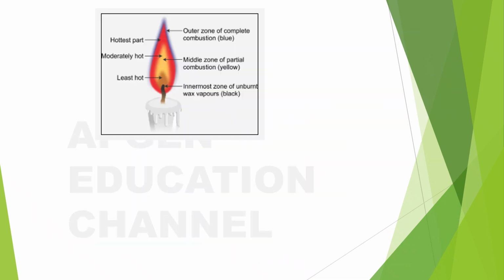So now let us learn about the structure of the flame, right? This outer part is called the hottest part. The outer zone of complete combustion will be blue in color. The inner part is moderately hot. This is the middle zone of partial combustion, and it will be yellow in color. The least hot part would be this innermost zone of unburnt wax vapors. It is black in color, right? So this is the least hot, moderately hot, and hottest part, right?